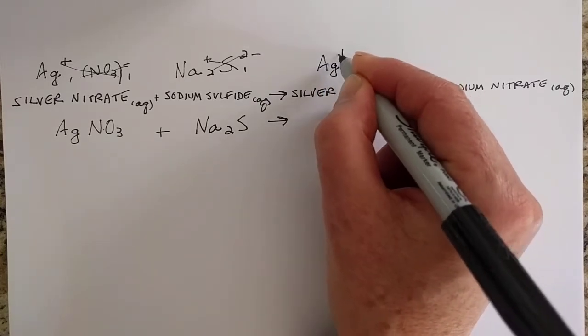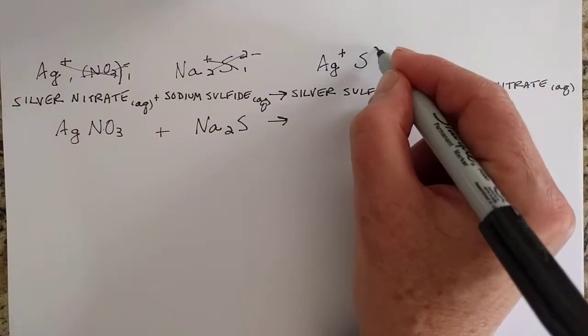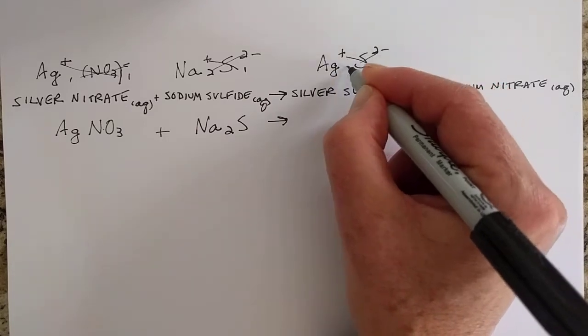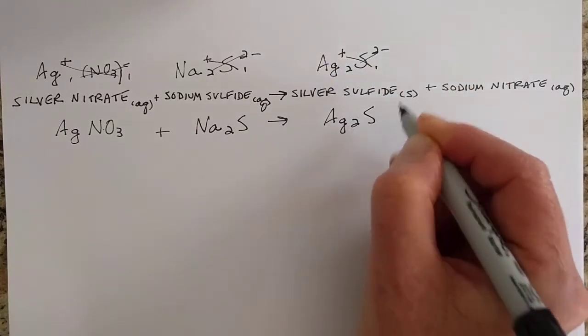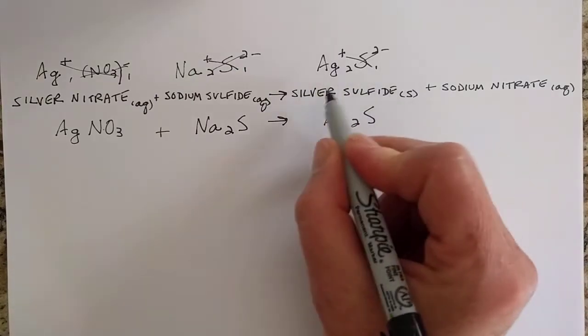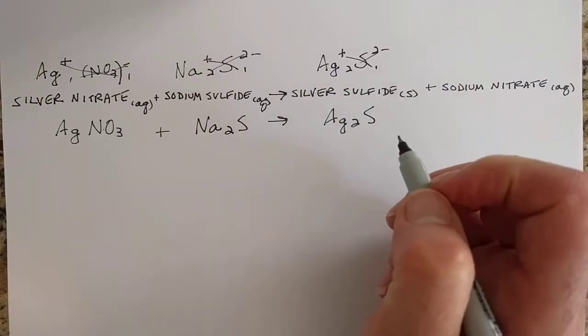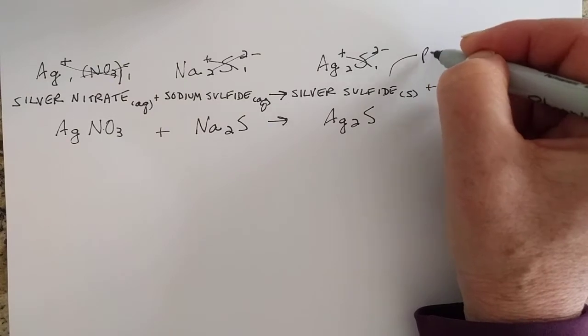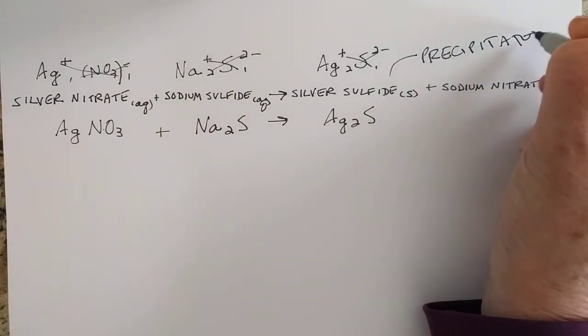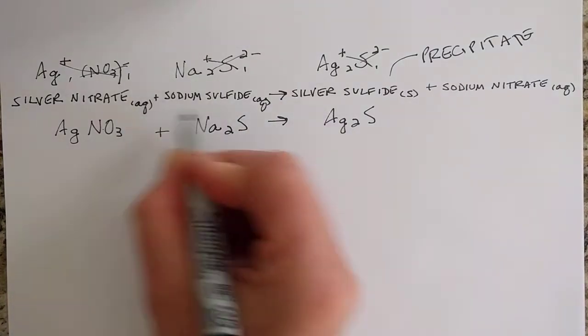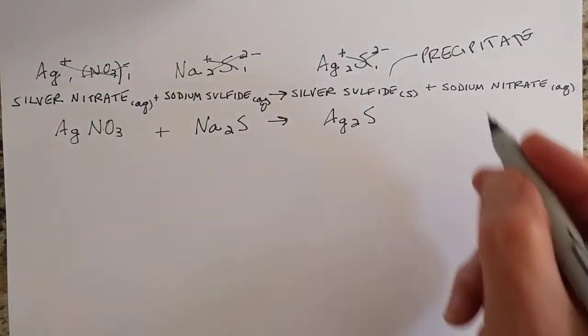Silver, we already figured that out, is +1. Sulfide is 2-. Cross those charges, our formula is Ag2S. And that's a solid. This is a precipitate. Let's write that down. Precipitate: it is a solid formed when we mix solutions.